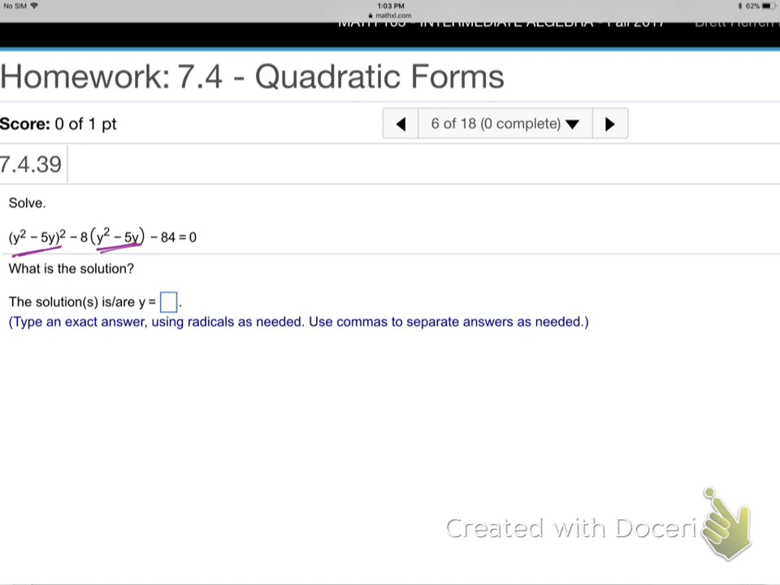Remember, this is the ones where we change the letter. I'm going to let u be y squared minus 5y. And then this equation will become a lot easier because this is just u squared and this is just 8 times u. Remember, you change the letter to make it easier? So it's u squared minus 8u minus 84 equals 0. Let me slow down there for a minute. Everybody see that? Everybody see what I'm doing?